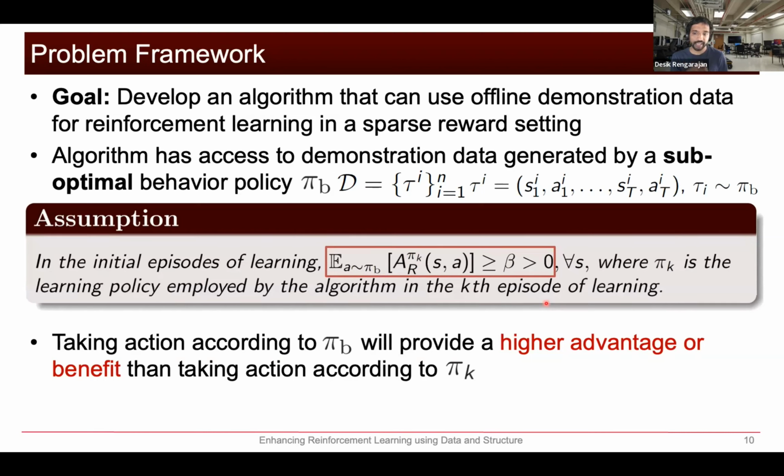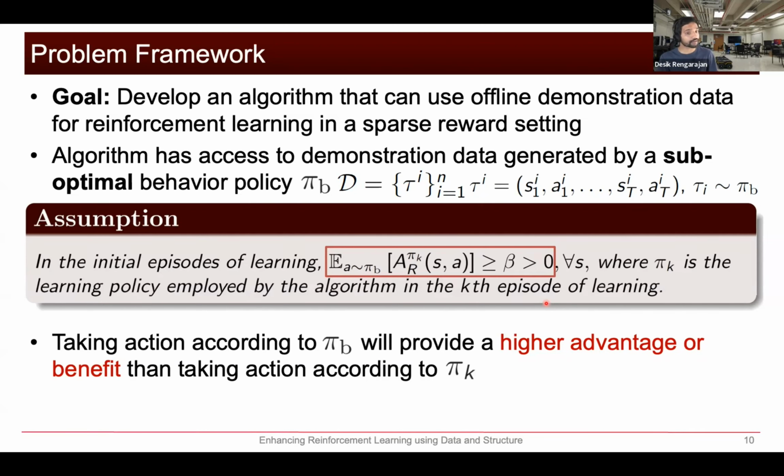It means that taking action according to the behavior policy provides a higher advantage or benefit than taking actions according to pi k. So what does this intuitively mean? We need this demonstration data to help aid the learning process, right? And in order for us to characterize the idea of demonstration data aiding the learning process, we need to assume that the demonstration data is actually better than the policy that is being used to learn in the initial stages of learning. And that's basically made concrete in this assumption.